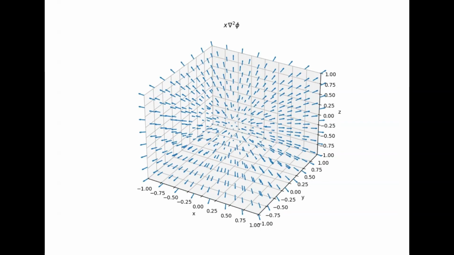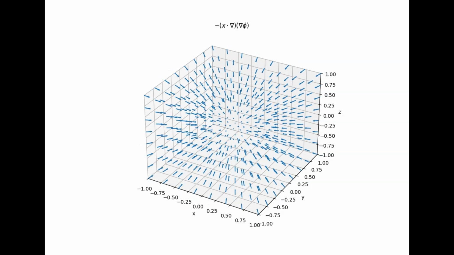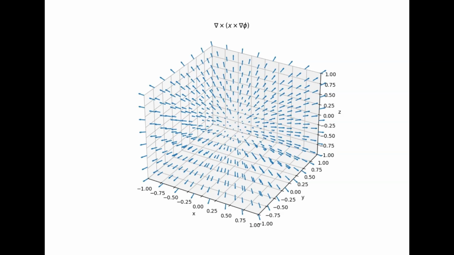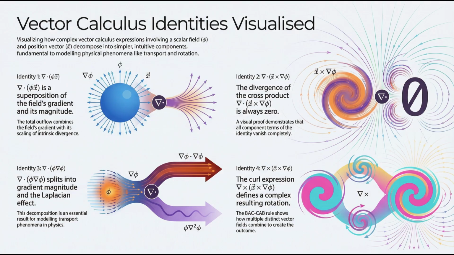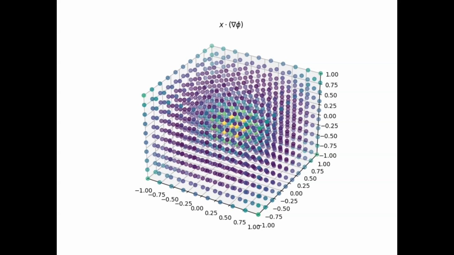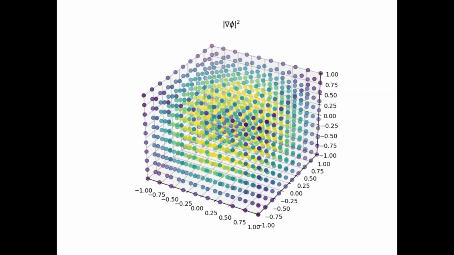And finally, there's the BAC-CAB rule. It's used to fully define these really complex curl identities, and it demonstrates how several different vector fields have to combine just so to accurately define the resulting intricate rotation. By decomposing these identities, we uncover the fundamental geometric rules, essential vanishing conditions, and the entire mathematical framework behind physical transport models.